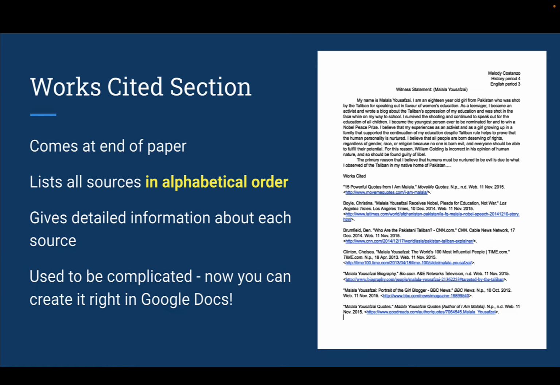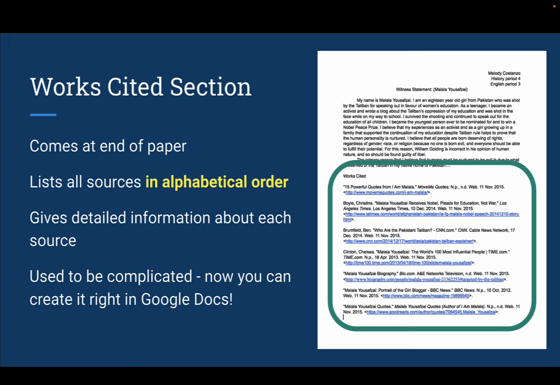The works cited section comes at the end of your paper. So this is a sample witness statement for Malala Yousafzai. It's down here, is the works cited section. It lists all the sources you used in alphabetical order. So if you notice these, it moves from A to B, B, C, M, M, M. And you see those are listed in alphabetical order. It gives detailed information about each source, who wrote it, what it's called, which website it was on, when you found it. This used to be really complicated to make this section, and now you can create it right in Google Docs, which is wild.